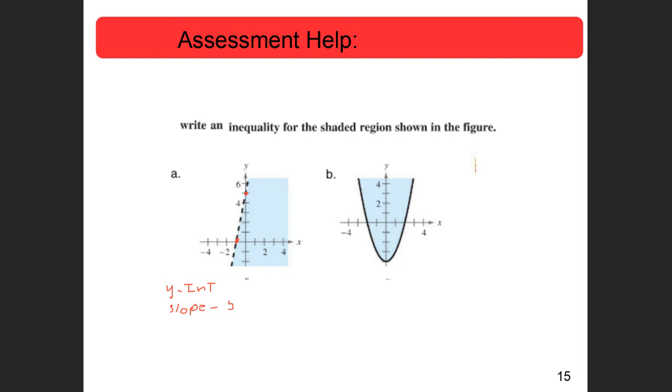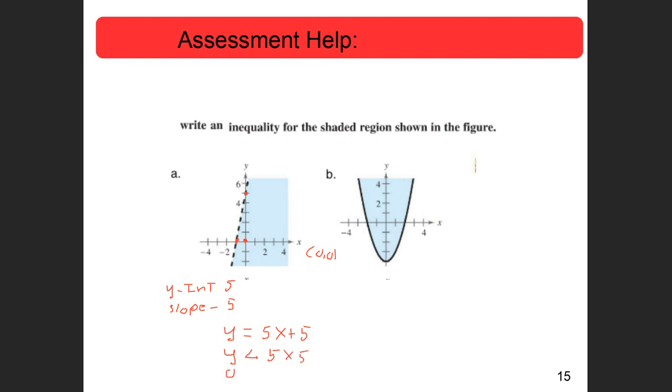The slope is 5, right? Because we go up 5 over 1. And the y-intercept is 5. So if I was going to write an equation, it would be y is equal to 5x plus 5. But I'm not writing an equation, I'm writing an inequality. So I pick a point. I always use 0, 0, because it's the easiest point to use. 0, 0 is in the shaded region, right? So let's just try y is less than 5x plus 5. Let's see if it makes it true.